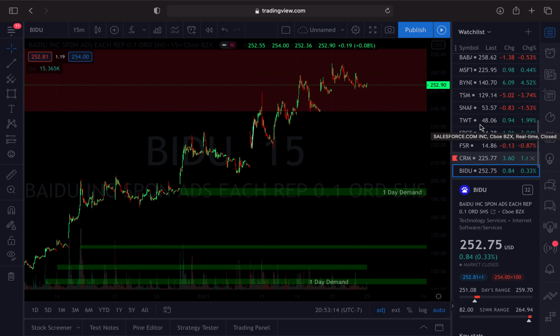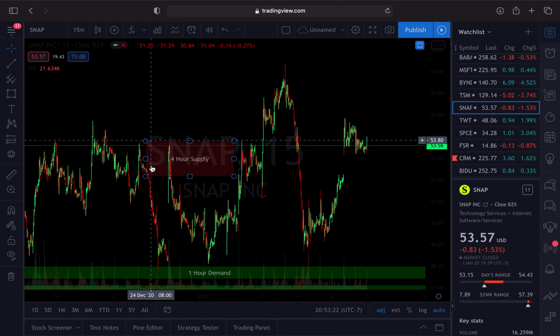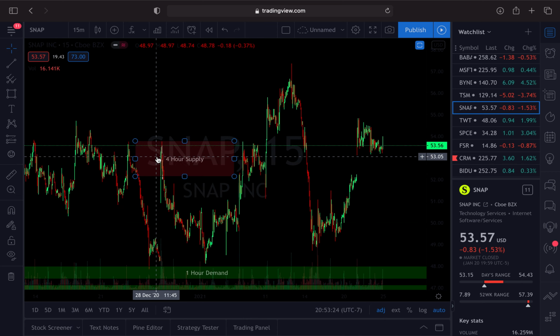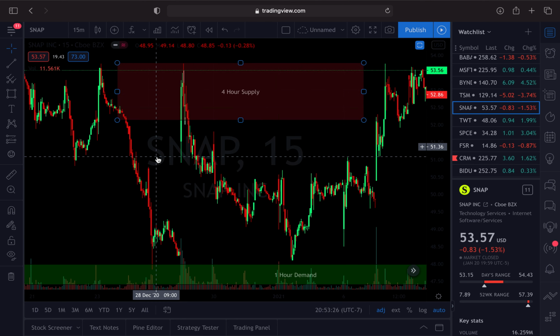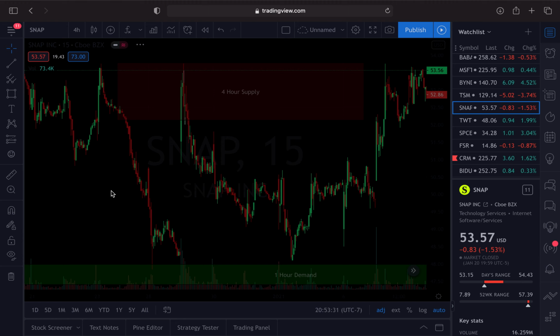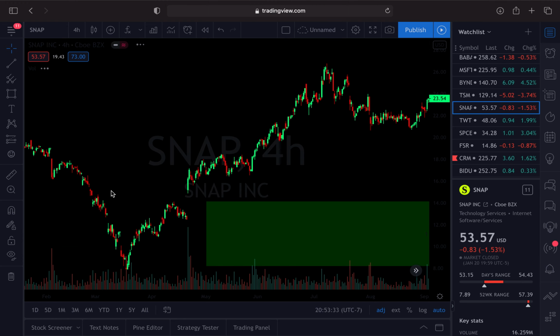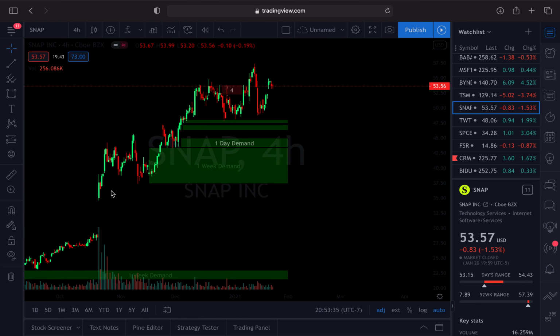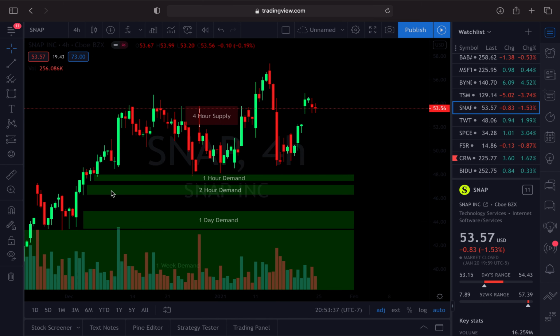Snapchat, that was another decent play I made. Oh, I still have this zone. I don't know why I still have it. So this zone right here, this 4-hour supply. Let me show you where this actually happened. I alerted this. So I'm just going through examples right now.